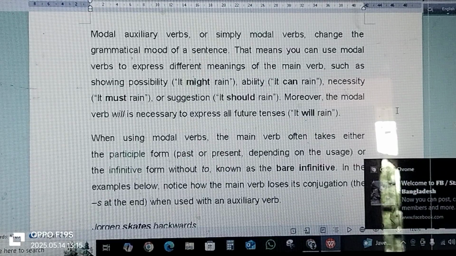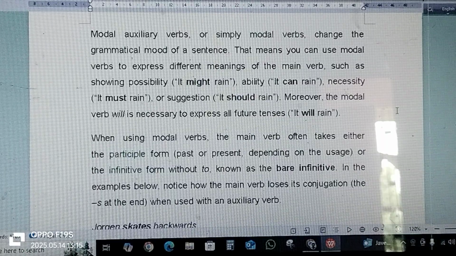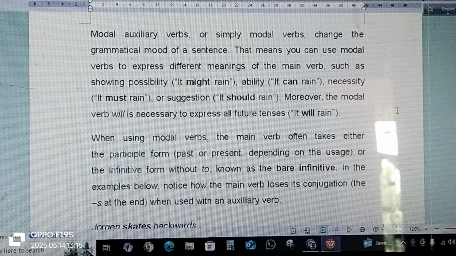Okay. So we know a little about auxiliary verbs. The video will get longer, so I want to make it into parts. So this is the first part of this video, and the next part will be another. Okay.